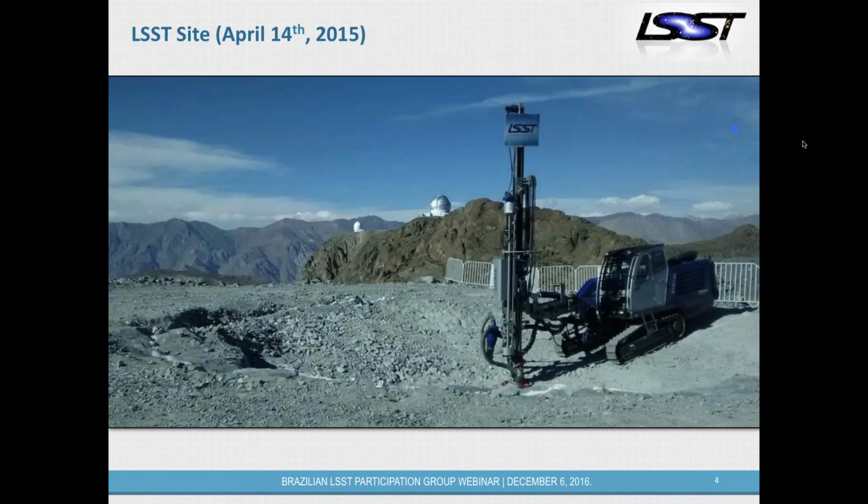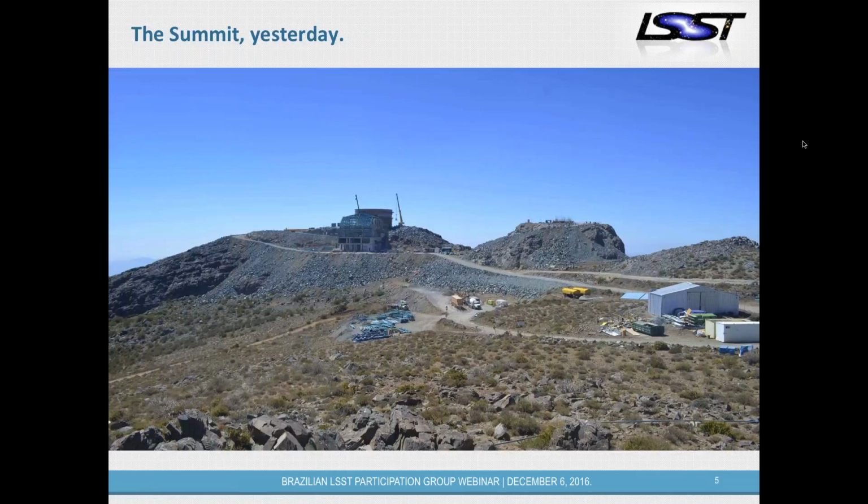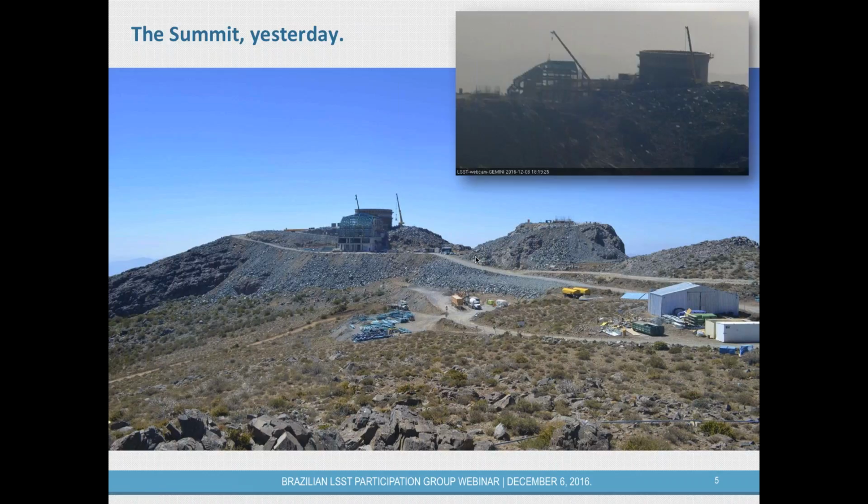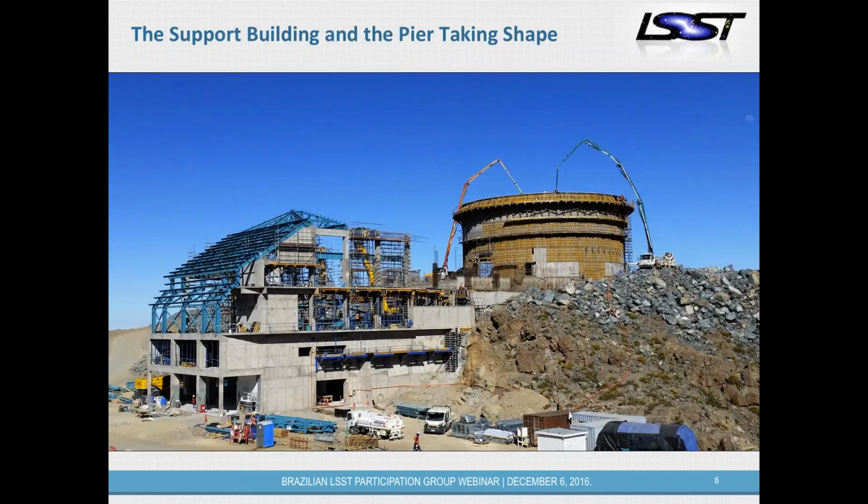Here's the photo of the site in 2015. That is now almost a year and a half ago. And here's the photo of the summit yesterday. So you can already see the LSST observatory taking shape on top of the summit. And if I actually switch to a camera that's mounted on the Gemini telescope, you can see the same thing from the side, and you can slowly see the telescope being built and the observatory getting created. If I zoom in furthermore, this is what it looks like.